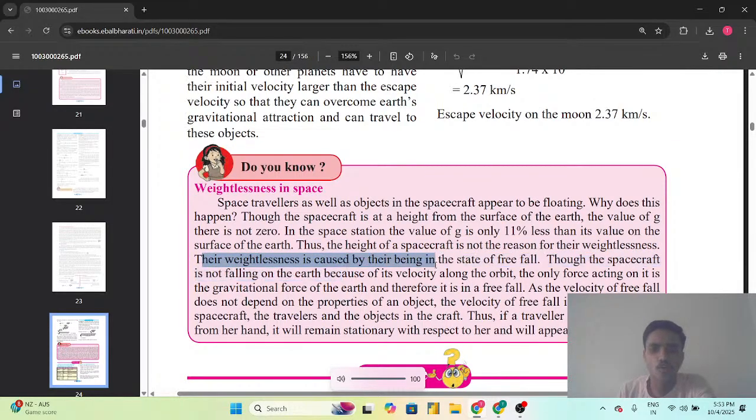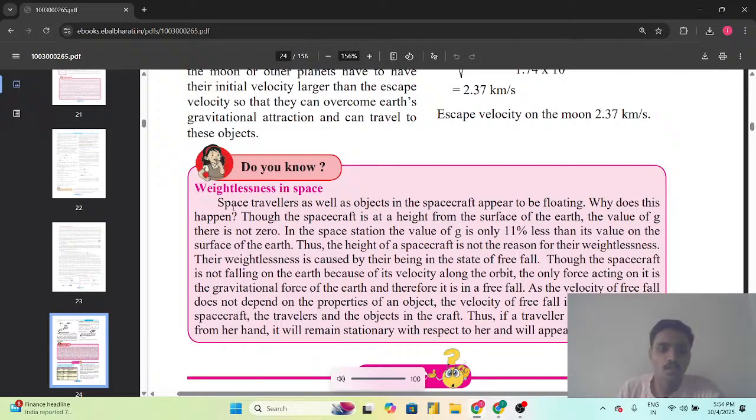Their weightlessness is caused by their being in a state of free fall. Though the spacecraft is not falling onto the Earth because of its velocity along the orbit, the only force acting on it is the gravitational force of the Earth, and therefore it is in free fall. As the velocity of free fall does not depend on the properties of an object, it is the same for the spacecraft, the travelers, and the objects in the craft. Thus, if a traveler releases an object from her hand, it will remain stationary with respect to her and will appear to be weightless.